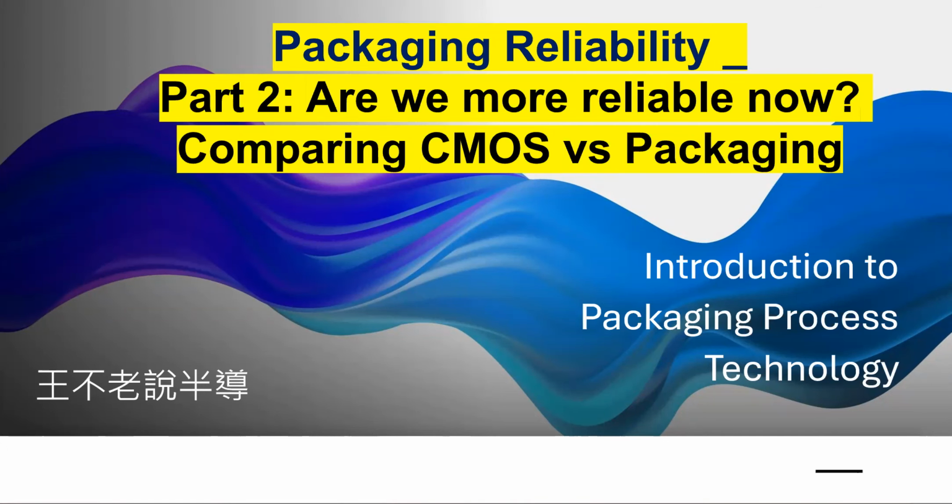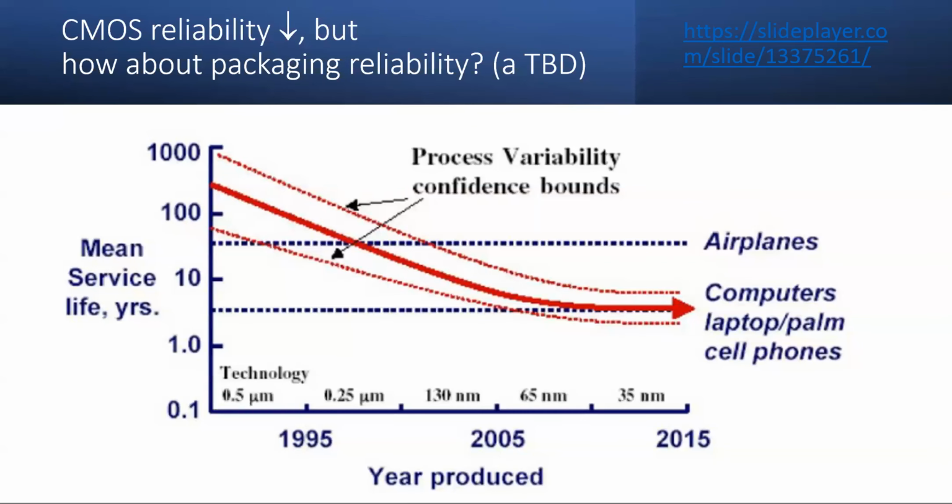Let me first give you a highlight of the CMOS reliability. Basically, reliability is trending down. You can look at the graph below, and the mean service lifetime is getting lower and lower. It seems to be flattening out, but the recent data is still decreasing. It's not getting better. That's the current trend.